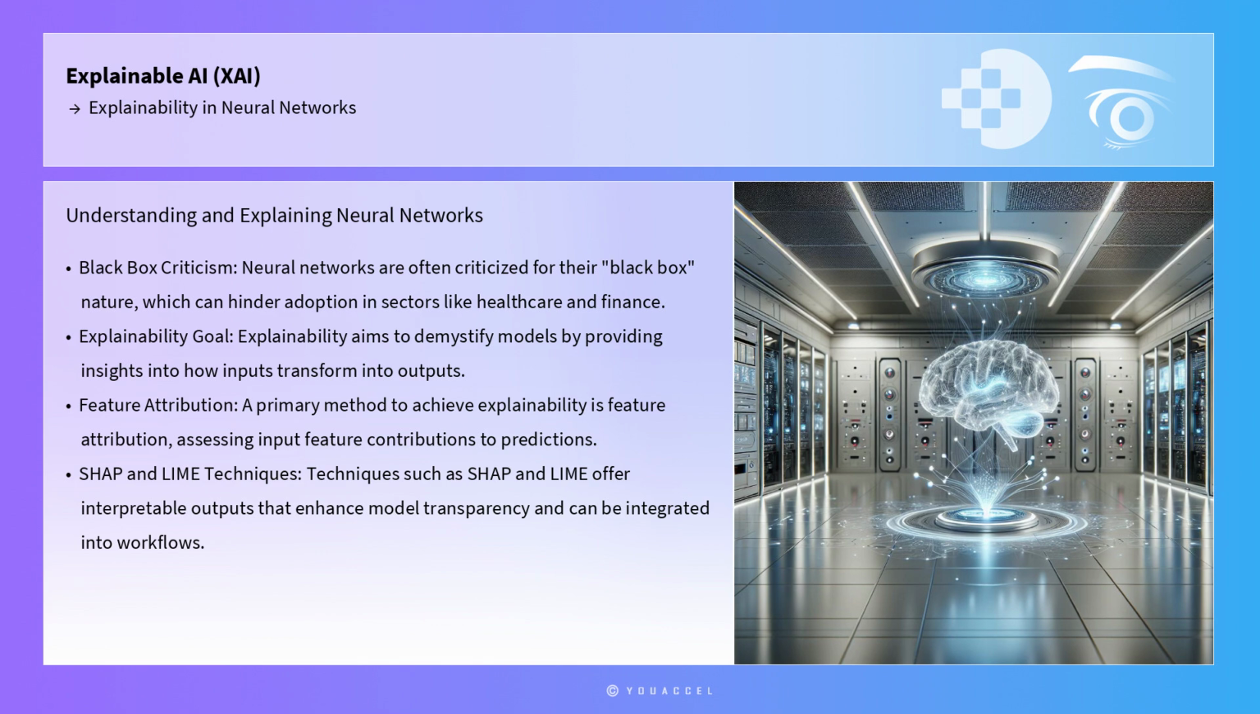A primary method to achieve this is through feature attribution, which assesses the contribution of each input feature to the final prediction. Techniques such as SHAP and LIME are widely used for this purpose. SHAP values, grounded in cooperative game theory, offer a unified measure of feature importance by considering all possible feature combinations. This method allows professionals to understand the influence of each feature comprehensively.